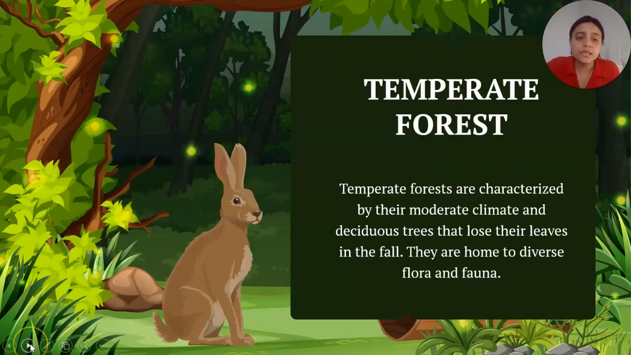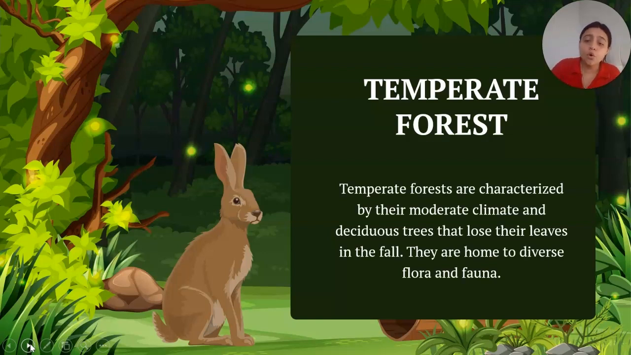Now we are going to see first the temperate forest. Temperate forests are characterized by their moderate climate. And which type of trees come under temperate forest? These are known as deciduous forests. The tall trees that we have already covered, those tall trees come under which layer? The emergent layer of forest. So all those trees which have a great height, and the forests which have a moderate climate, deciduous trees, come under the temperate forest.